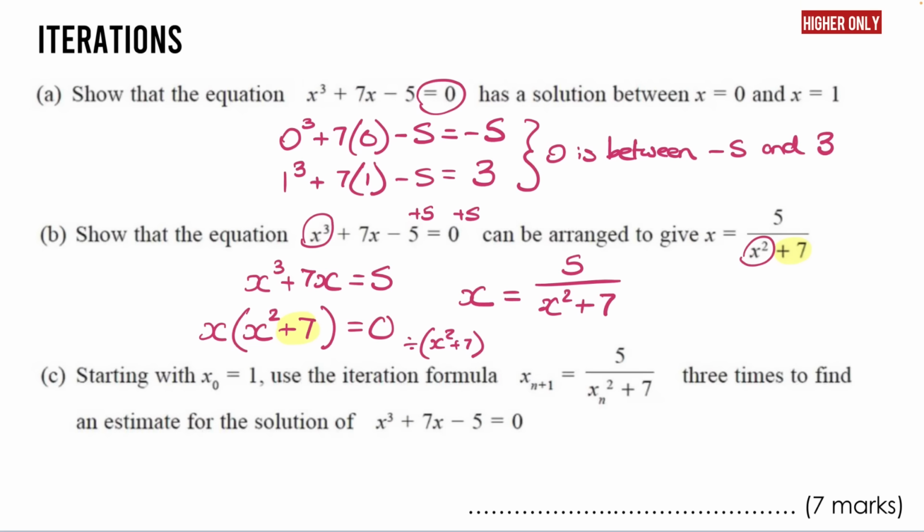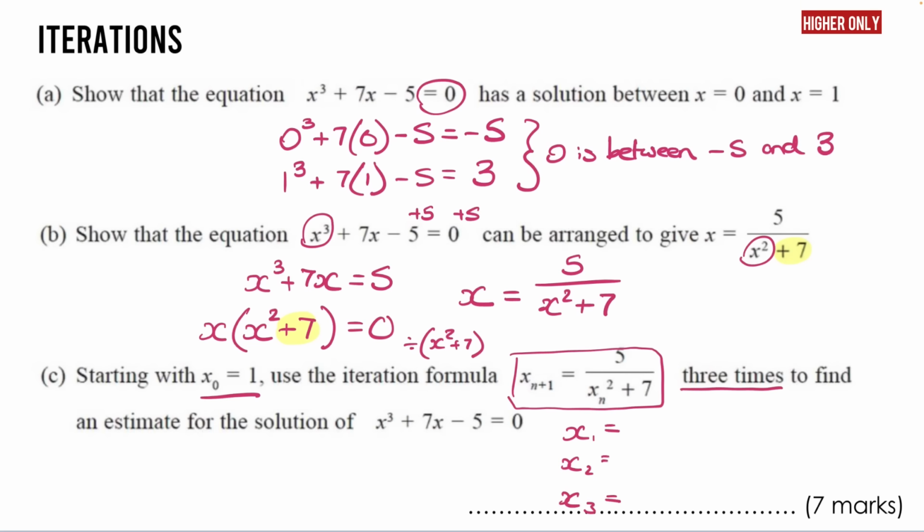The final part here is using this as an iterative formula. So it says to start with the number 1. So here is our formula here. It says to find the next number. We do 5 over the current number squared plus 7, and it wants us to do it 3 times. So we're going to find x1, x2, and when we find x3, we will be done.